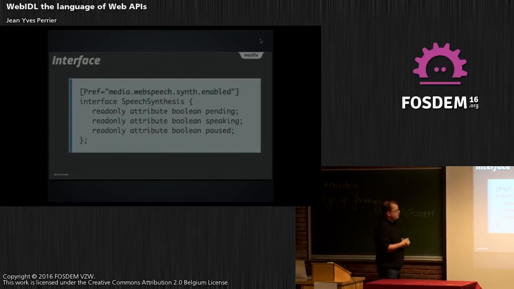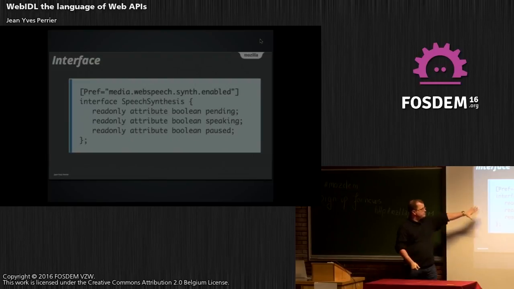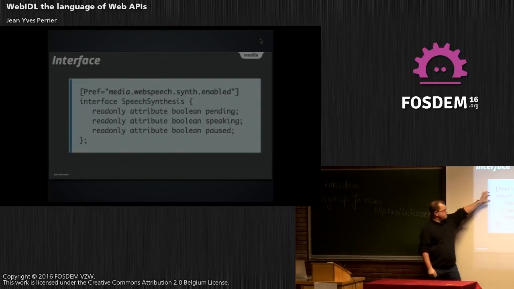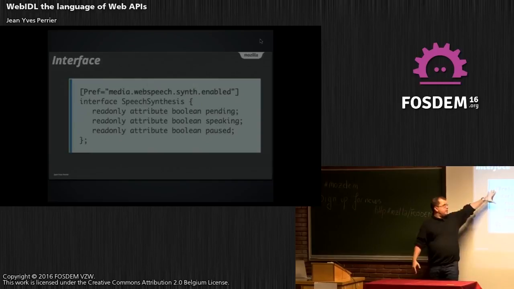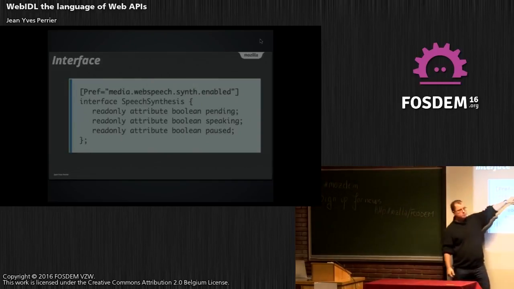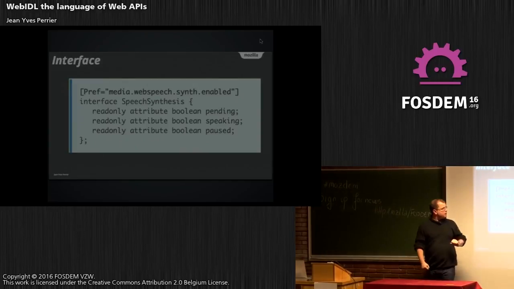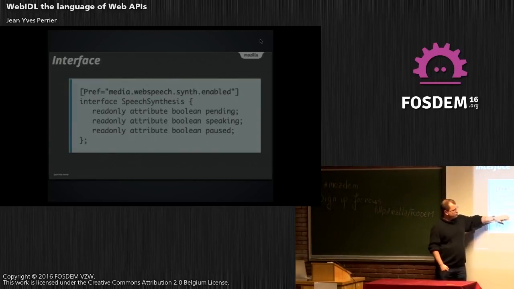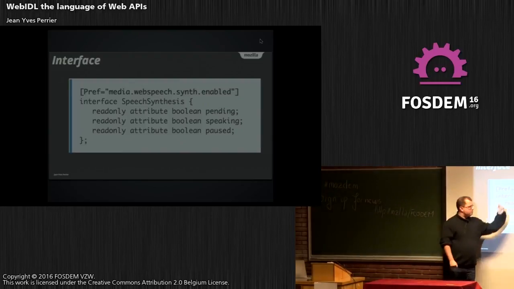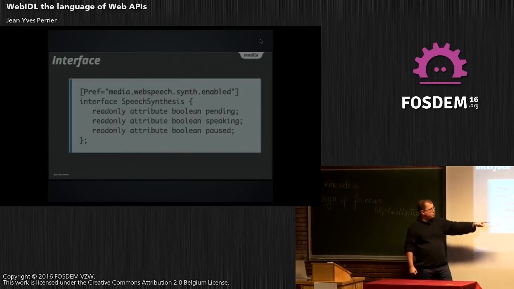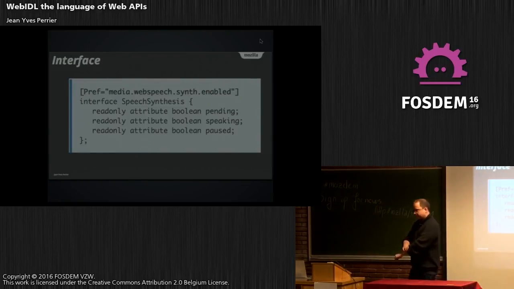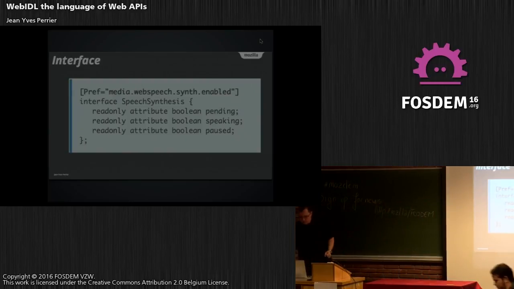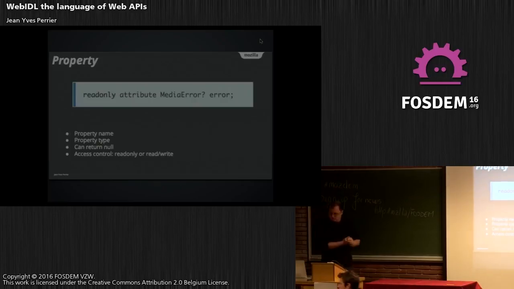So here I have another, more simplified example of a spec for speech synthesis. This is part of Web Speech, where we see this interface. We see something here which is an extended attribute that, in this case, tells us, okay, this lives behind this preference in Gecko. This is a Gecko-specific extension. And you have here three attributes, three properties that are all named pending, speaking, and paused. All are Booleans, and all are read-only. So this is the kind of thing that you get via the interface.